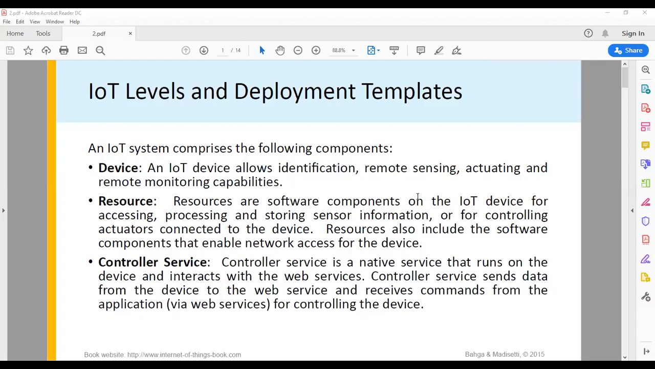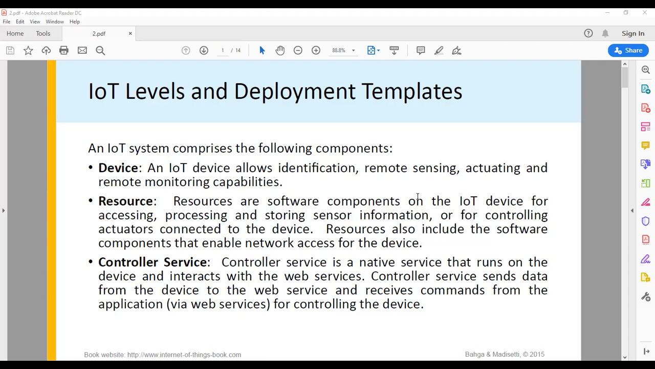Any IoT system has the following components. The first one is the device. An IoT device is identified by its unique identifier, which we already discussed. Then sensors and actuators. Sensors are to sense and gather the data. Actuators act accordingly upon the data received. Actuators are reacting, so basically they are the output of the IoT device.